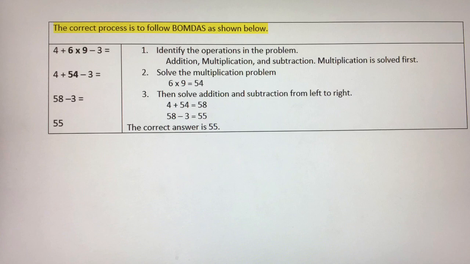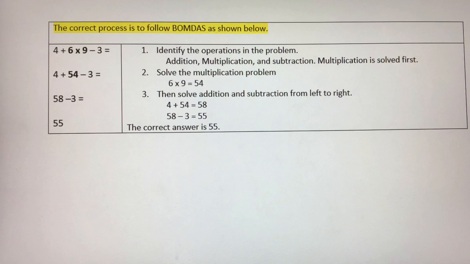So let's have a look at the correct process for following order of operations, which is BOMDAS. Now, in this problem, we're firstly going to identify the operations. I can clearly see that there's an addition, multiplication, and subtraction operation. If we remember BOMDAS, we know that multiplication and division comes first, and because there's only multiplication in this problem, we will solve that one. The second step is we're going to solve the multiplication problem. So 6 times 9 equals 54.